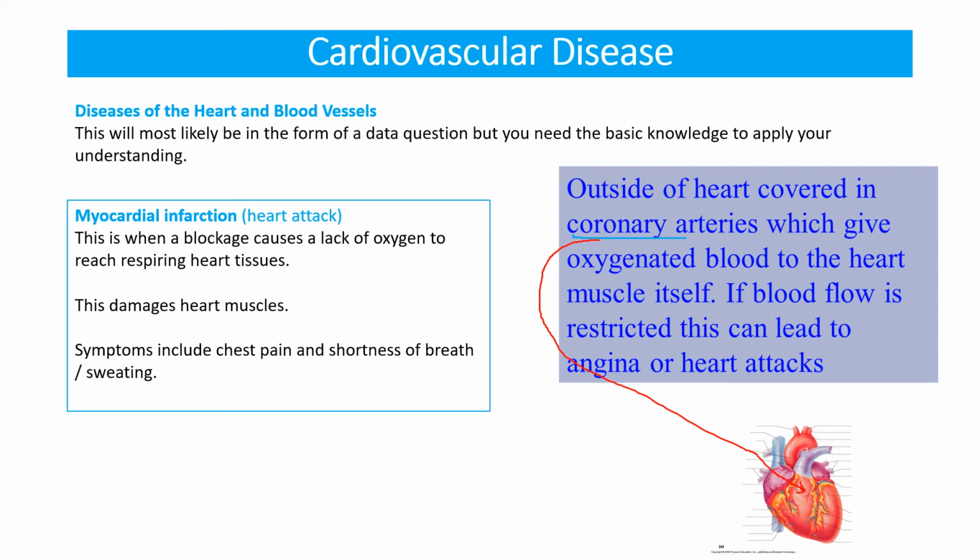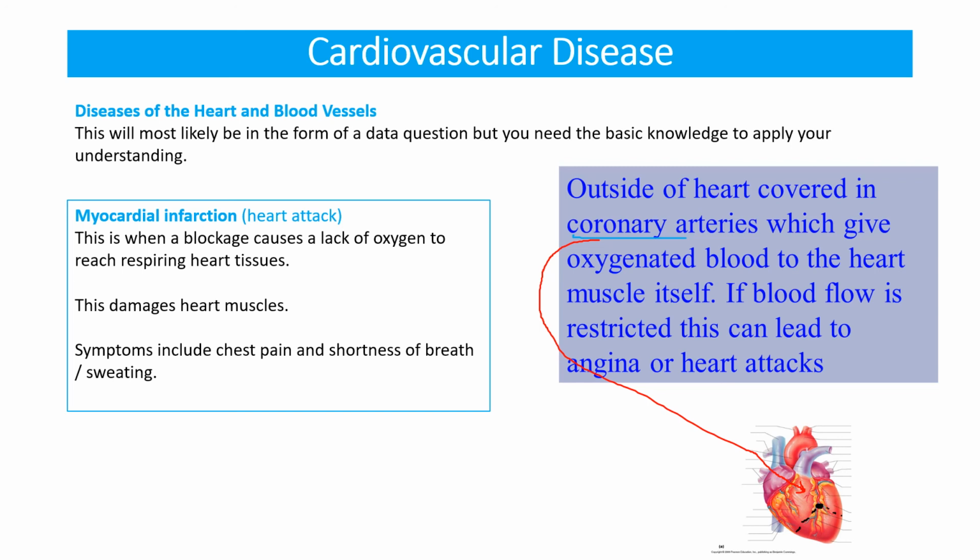So what can happen is you can have a myocardial infarction, or a heart attack, and that's when there's a blockage in this artery which stops the cells from getting oxygen. So let's say there's a blockage there. That means all the cells below that point will suffer and get less oxygen or possibly no oxygen, and that can then damage the heart muscles because they're not able to respire. The symptoms can be anything from chest pain to shortness of breath to sweating to obviously just collapsing and having a massive heart attack.